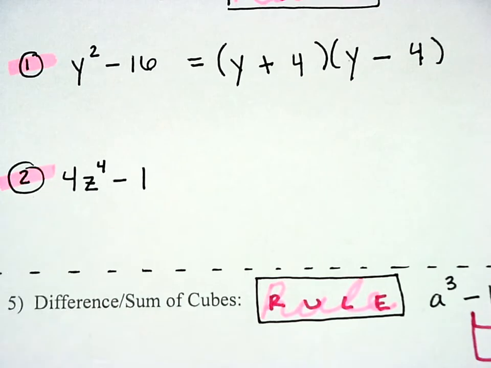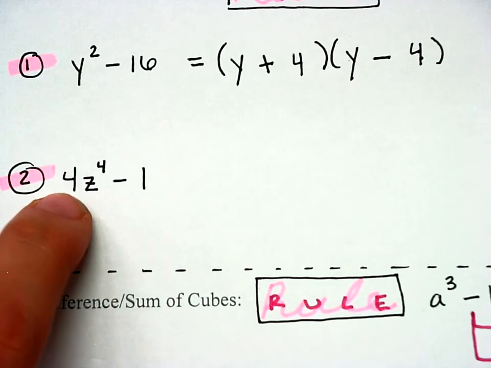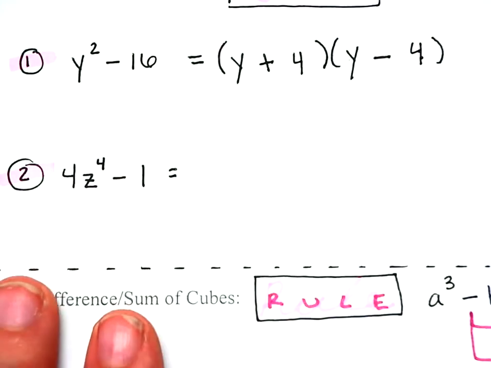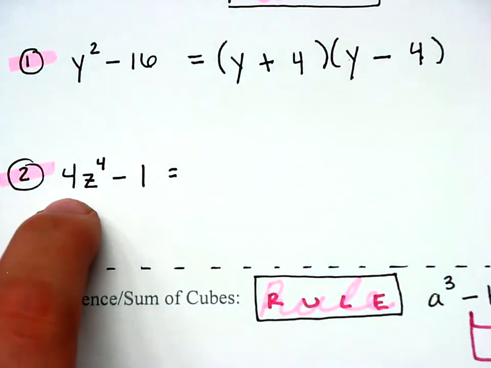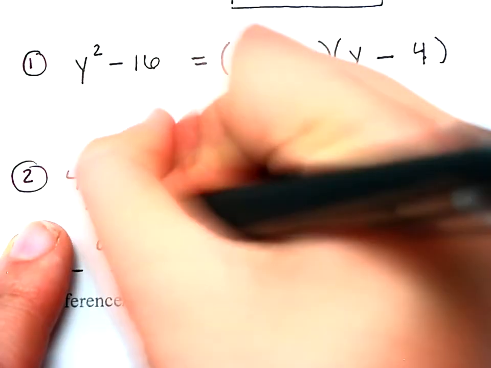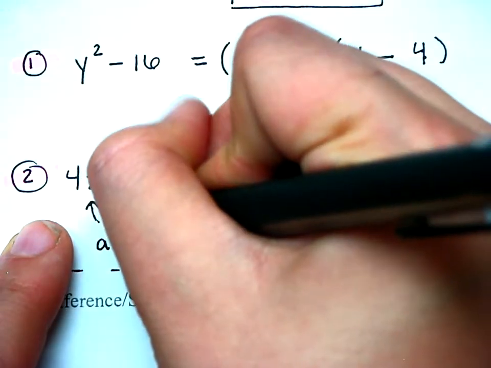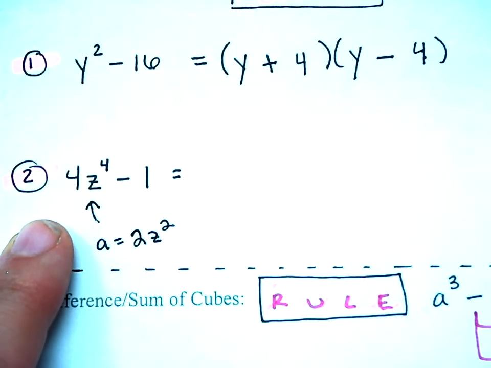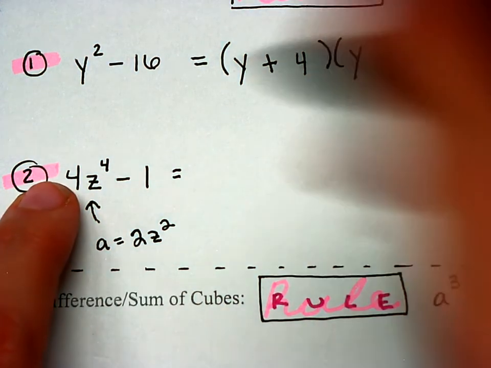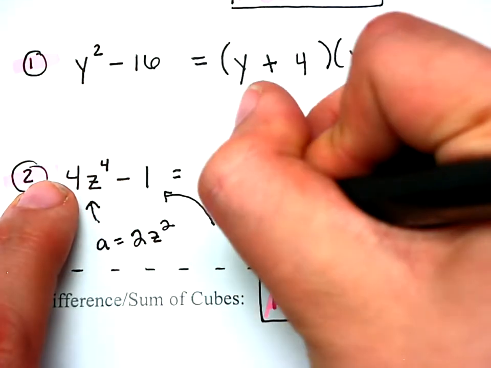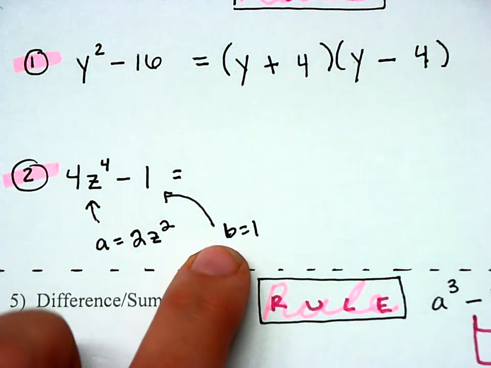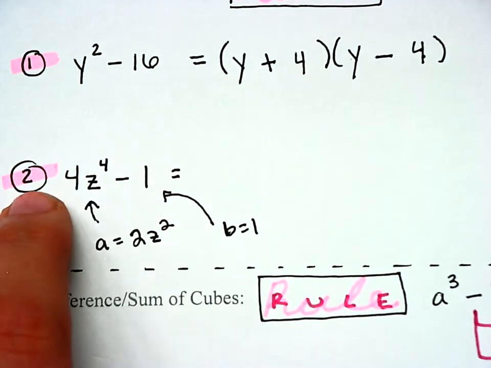This time we do not have a coefficient of 1, and we also have z to the 4th. So again, let's ask ourselves, are these in fact perfect squares? Well, this one is, I could say my a value is 2z squared, right? If I multiply that by itself, we get this value. And then 1 is a perfect square as well. B is 1, right? Because 1 times 1 is 1. Okay, so we've checked to make sure that it's a difference of squares.